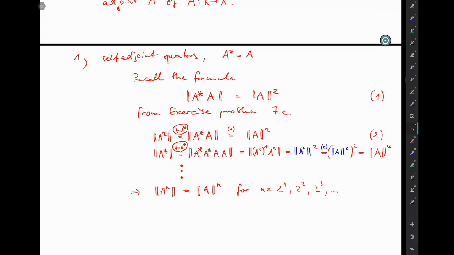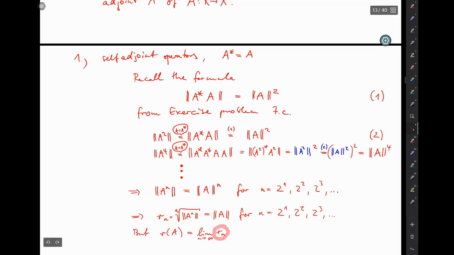And now it's time to take the nth root. So we get nth root of this norm A to the power n here and just norm of A over here. But that's just the expression that we denoted by little r sub n before. And we should keep in mind that this equality holds only for powers of 2. But the spectral radius formula says that this sequence converges to the spectral radius of A. And we might not know the whole sequence, but we know the subsequence here. And if we know it converges, then the limit must be the same limit for the subsequence. And this is obvious because it's a constant subsequence. So the answer must be norm of A.